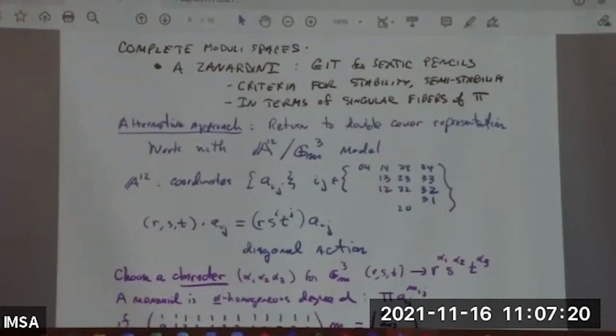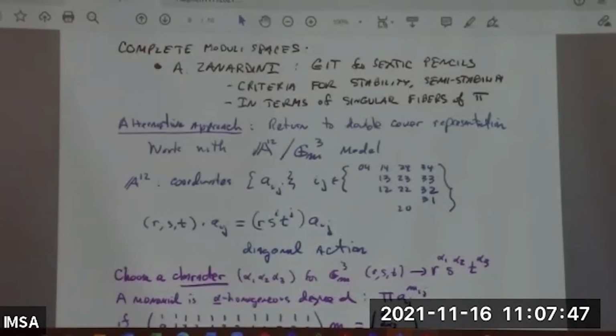And this is the kind of problem that Alina did for her thesis. She worked out the geometric invariant theory for sets of pencils, and they said you get criteria for stable pencils and semi-stable pencils, and therefore you have, at least abstractly, constructed a moduli space by taking the semi-stable pencils.